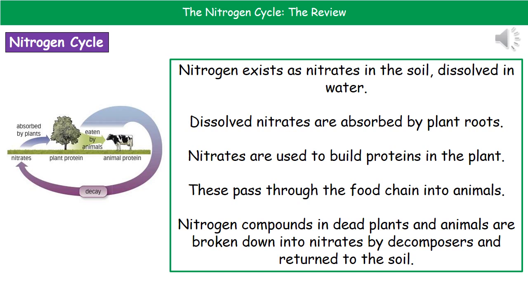Once the nitrates have been dissolved by water, they're able to be taken up by the roots of our plant. Once they're in the plant, those nitrates are used to build proteins and then the plant grows. As animals eat our plants, it passes that nitrogen through the food chain. At the end of this life cycle, when either the plant or the animal dies, the nitrogen compounds within them are broken down back into nitrates by decomposers. That means they're returned to the soil and then the cycle restarts once more.